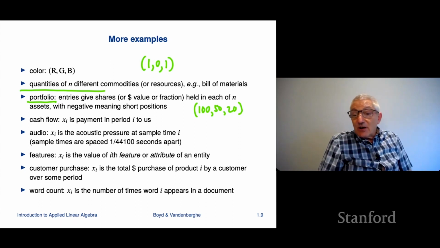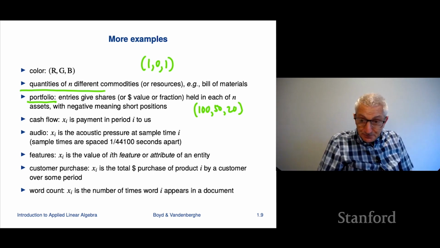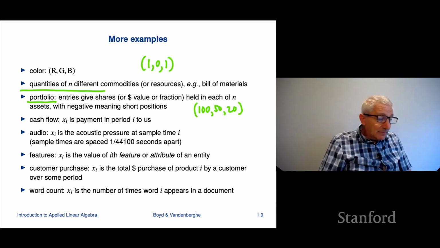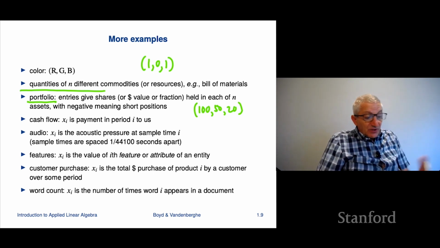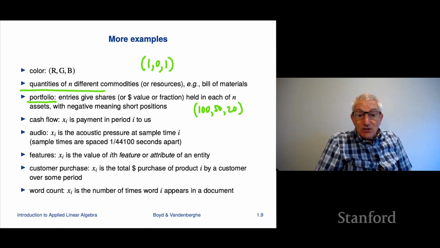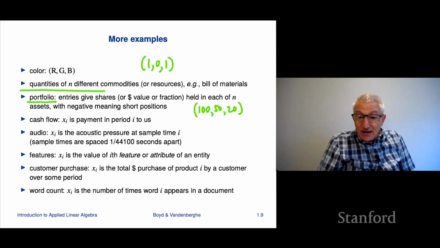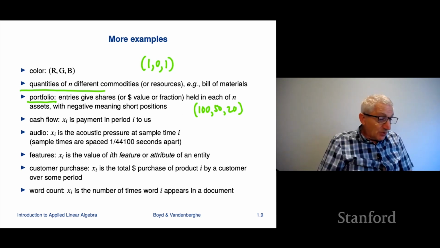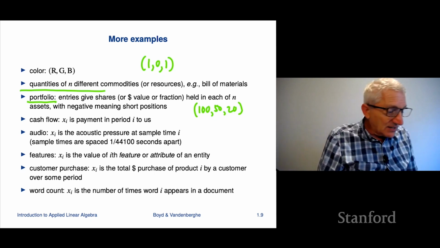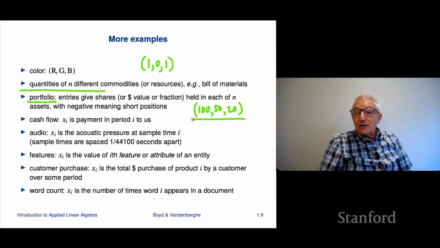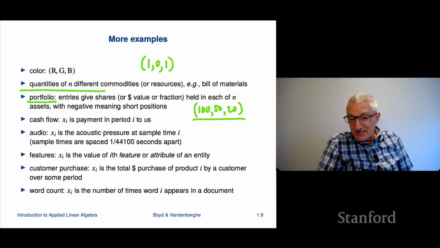And that's a very common way to represent a portfolio. For example, we can look at that and ask what the total value of that portfolio is. It's the sum of the entries, and that would be 170. So if someone asks how much this portfolio is worth, you'd say $170.